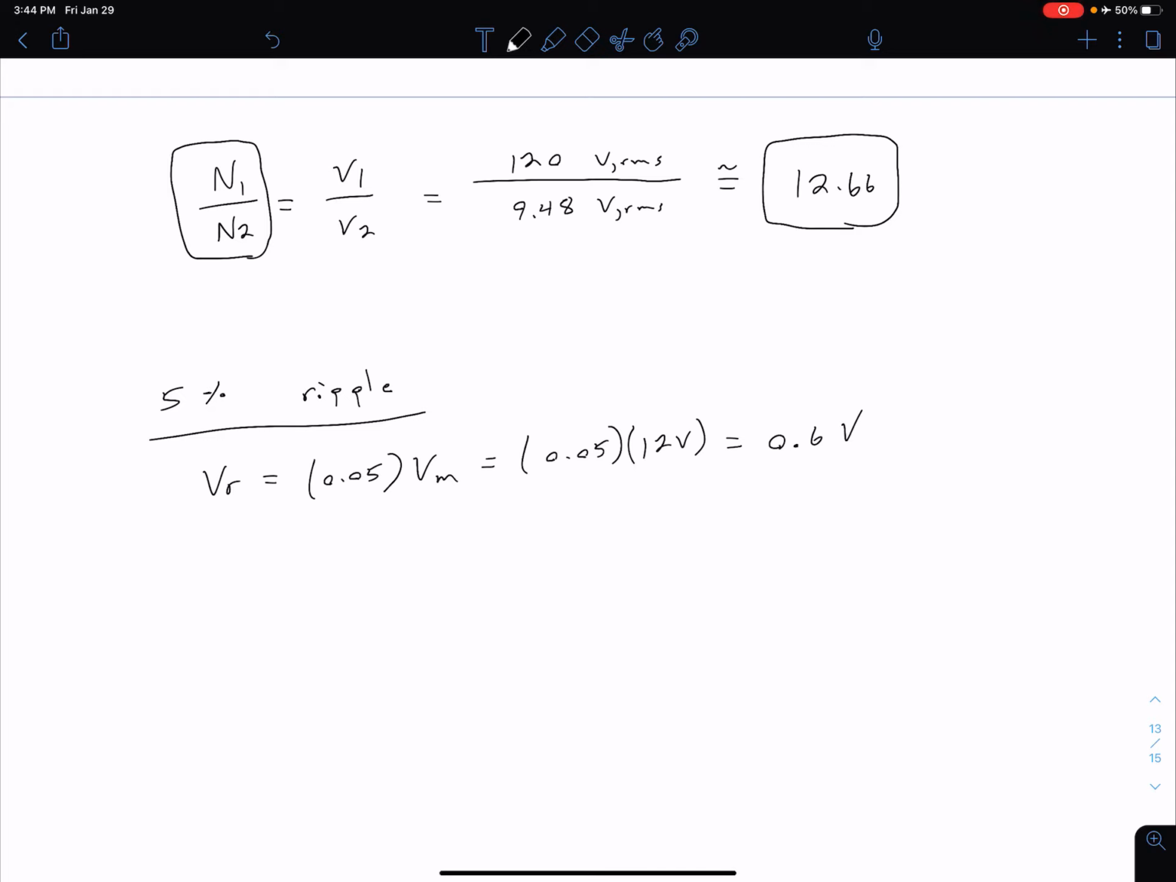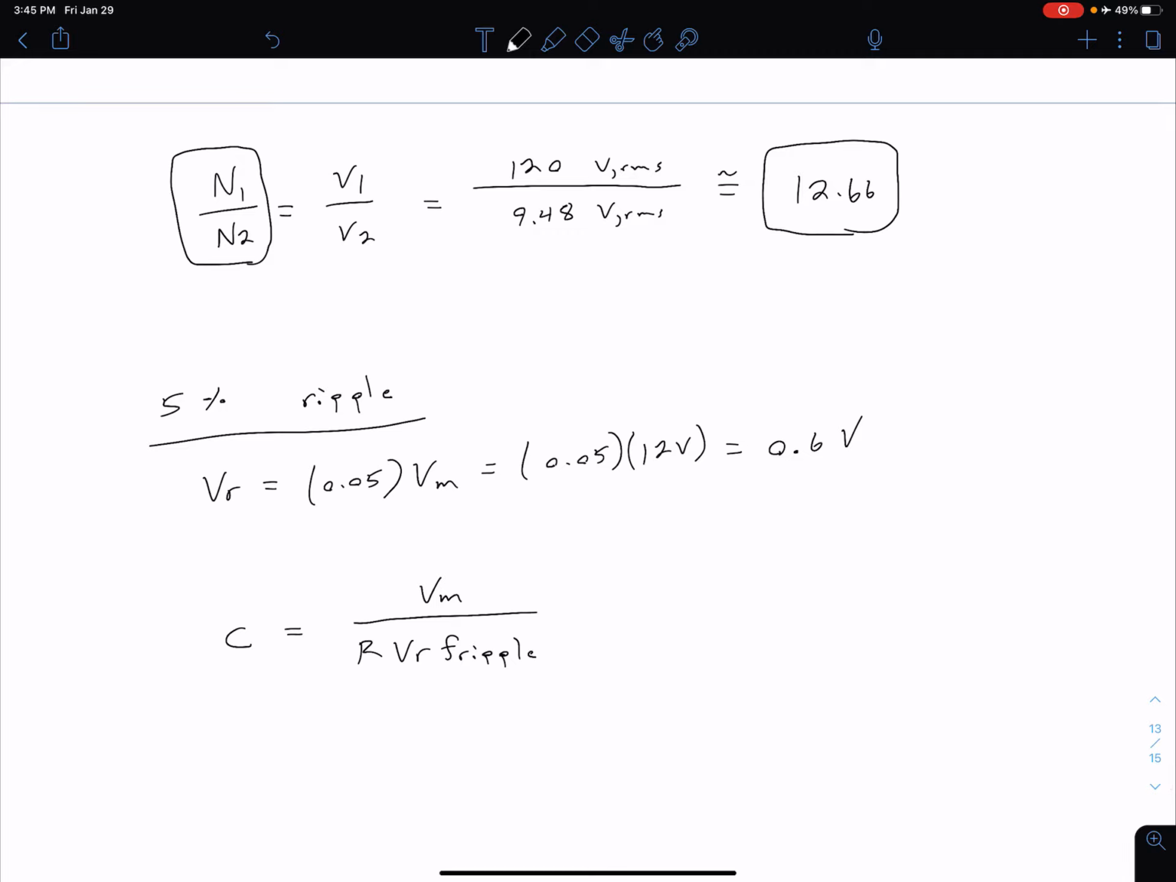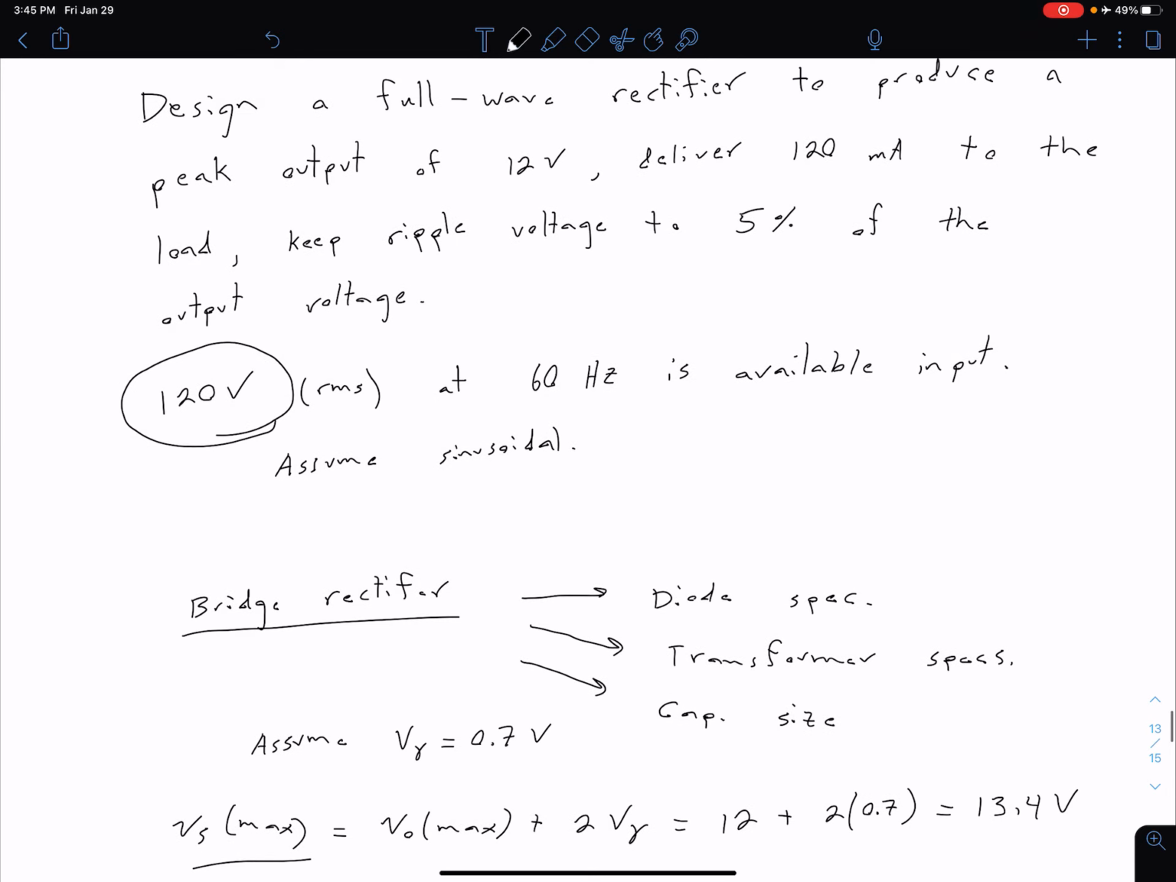Now what we're going to do is rearrange the equation from a previous video where we talked about filtering and our ripple voltage, and we can solve that for our capacitance. So we know that C is equal to Vm divided by R times VR times F ripple. We can figure out what F ripple is, because for a full wave rectifier, F ripple is going to be twice the input frequency, and in this case our input frequency is 60 hertz.